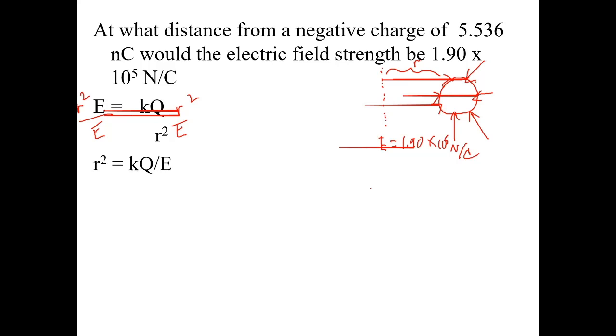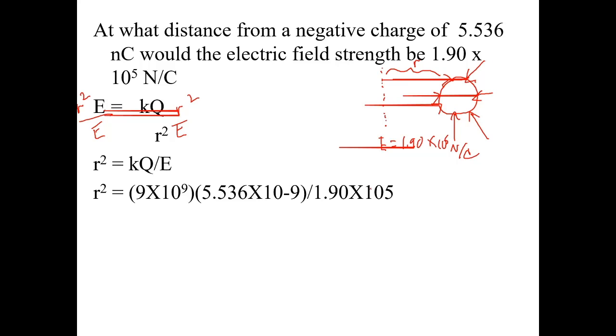Now it's a piece of cake. We substitute the value of K, which is 9 times 10 to the 9th. Then we put in the nanocoulombs. Now nanocoulombs is 10 to the minus 9th. And we're going to divide by the electric field strength. And we get an R value of 2.62 times 10 to the minus 4.